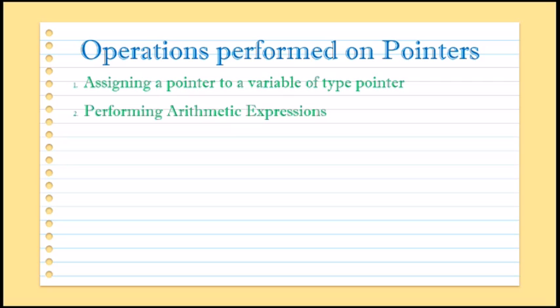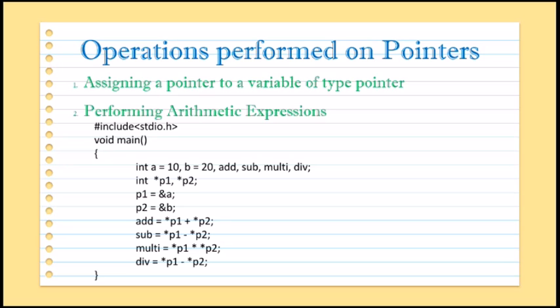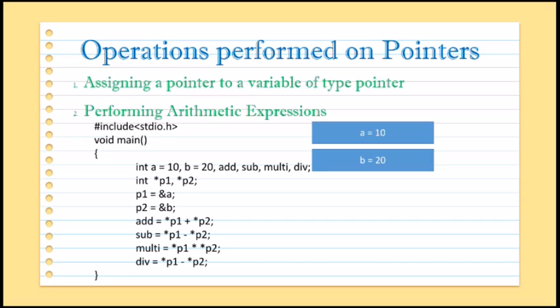The next operation that we can perform on pointers is arithmetic operations such as addition, subtraction, multiplication and division using pointers. We will take one example and we will see how we can perform arithmetic operations on pointers. Here in this program, first line we have declared 6 variables, that is a, b, add, sub, multi and div. A is initialized by 10 and b is initialized by 20. Remaining variables are used to save the result.